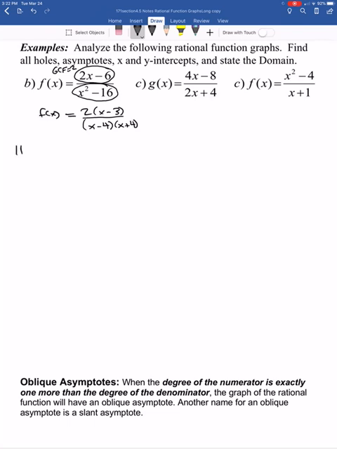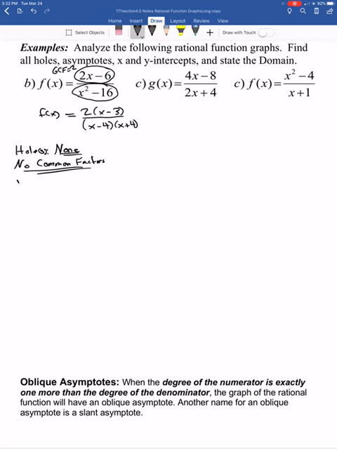Now, as we go to talking about the key characteristics, right, there are no holes. All right, and the reason for that is there's no common factors. So remember, the zeros of our common factors will lead us to the location of the holes in our graph. So this one has none. So no common factors, no holes.